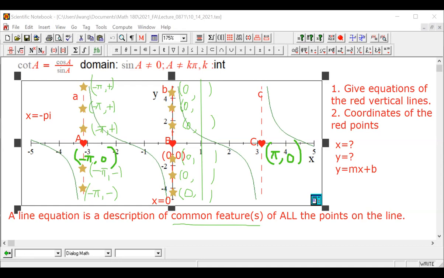And how about C? Kelly already gave the answer, and that answer is also correct. I'm not going to explain any further because it's a similar idea. It's a line equation, a description of common features of all the points on the line. So please write them all down here.